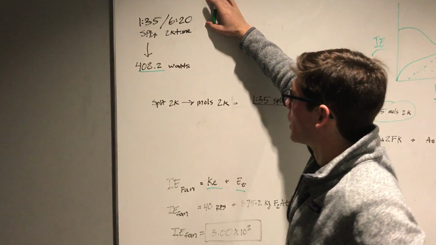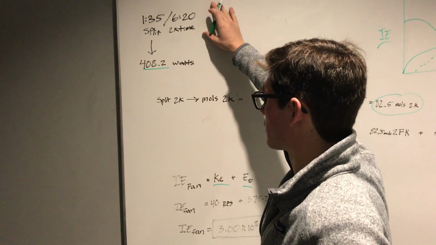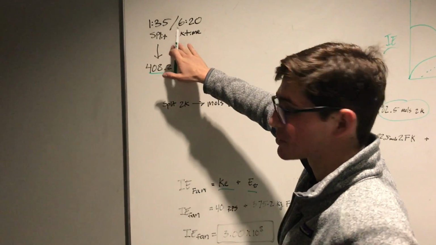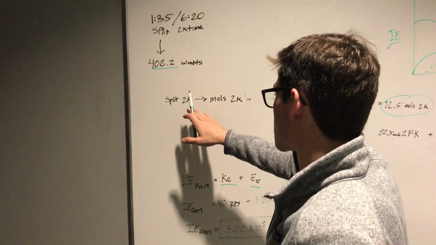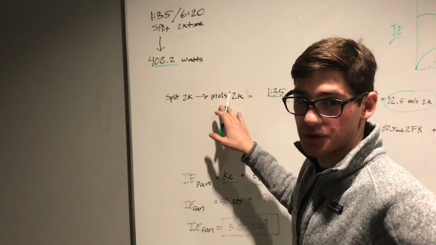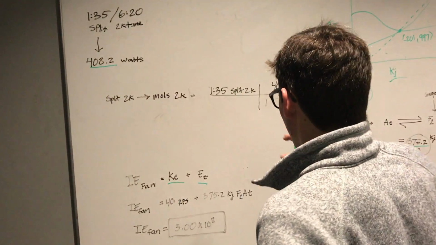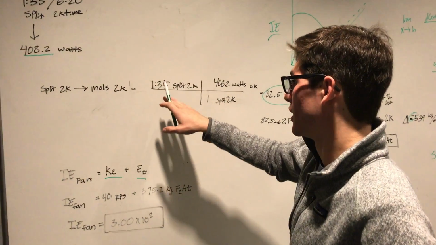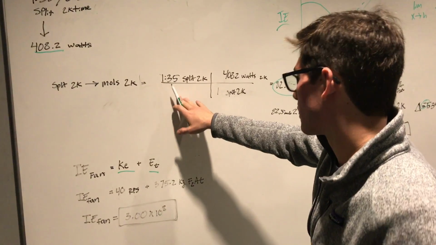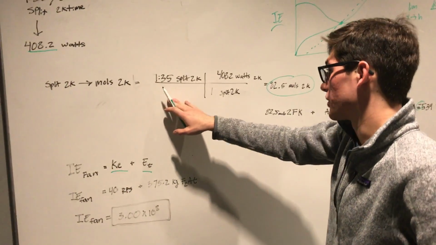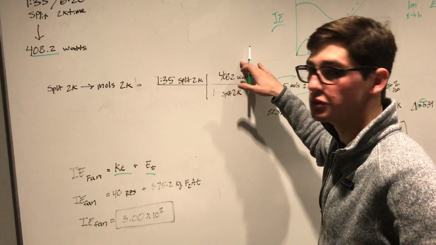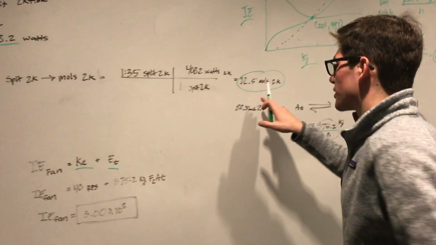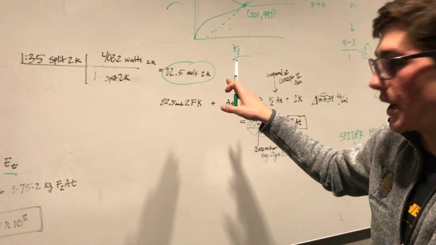So anyways, the first thing we're going to do is we're going to convert your split into watts. And then we're going to take your watts and we're going to use that to find the moles of your 2K. So to find moles of 2K, we take split 2K, which in this case is 135, and we know that one split 2K is 408.2 watts of 2K. So we end up with 82.5 moles of 2K.